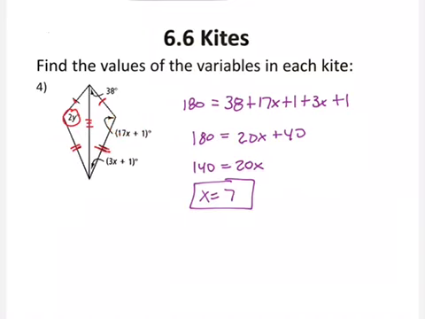So what we need to do first is plug in x here, so that we can figure out what this angle's true measure is. So 7 times 17 plus 1 would give us 120. So this angle has a measure of 120. So what we can do now is take 2y and set it equal to 120. When we solve this, we get y to equal 60 degrees, or just 60. All right, so y is 60, x is 7.